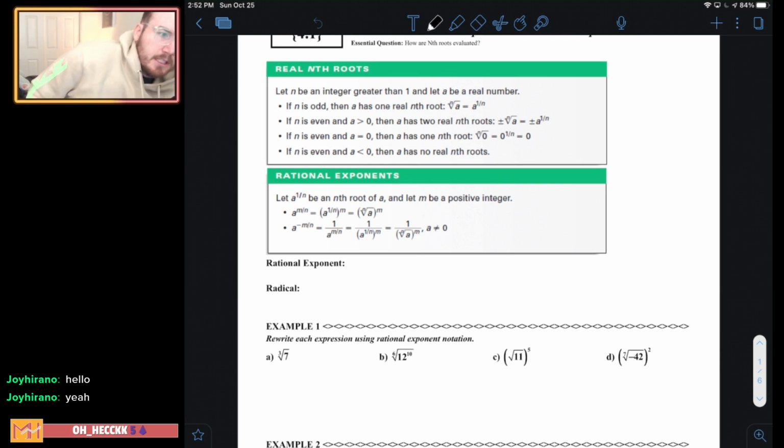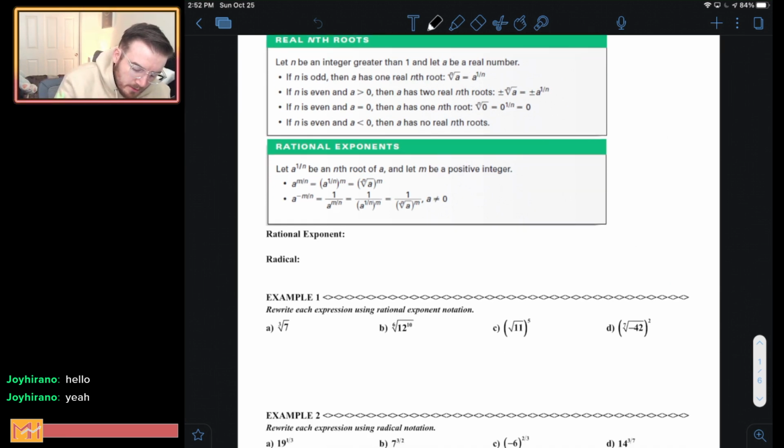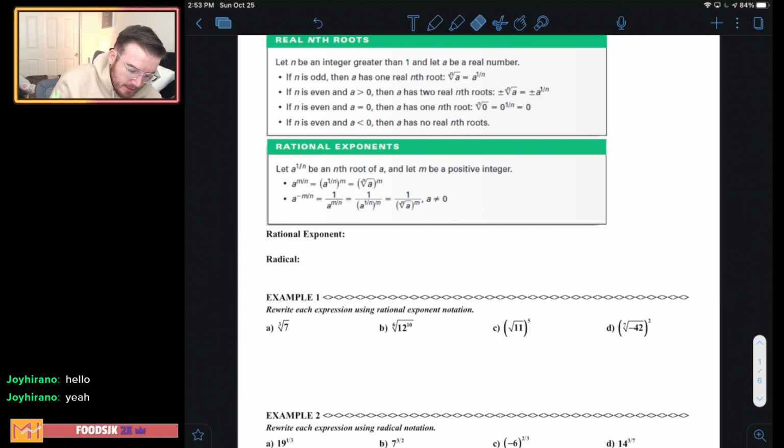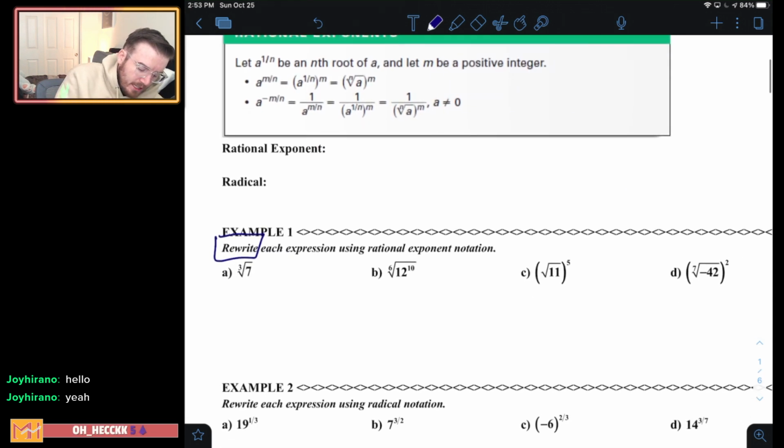So, first, let's start with this idea of rewriting an expression. We are rewriting our expression. So we are taking this thing that is a radical. It's got this radical, that's what this symbol is called. This is a radical. So we're going to rewrite this thing that has a radical with an exponent.